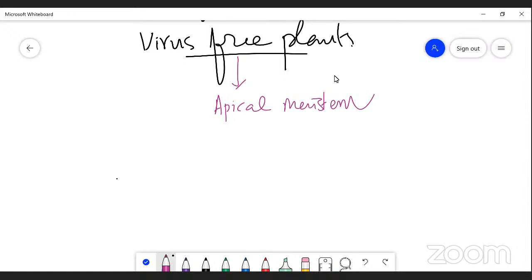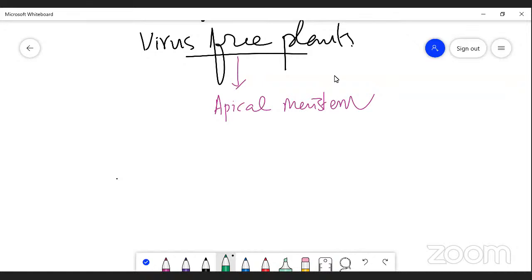Now, it is possible to produce a virus-free plant by using one of the techniques of plant tissue culture, that is the apical meristem culture, also known as shoot apical meristem culture, right? Because the apical meristem is a growing portion of the stem of both root and the shoot, right? Apical meristem is a growing point of the shoot system.